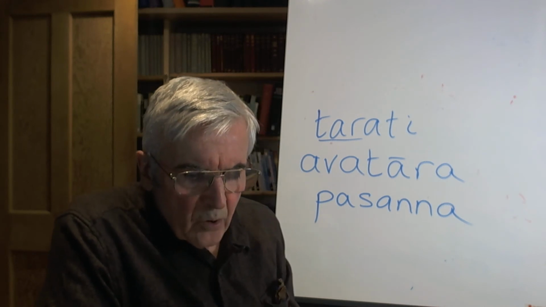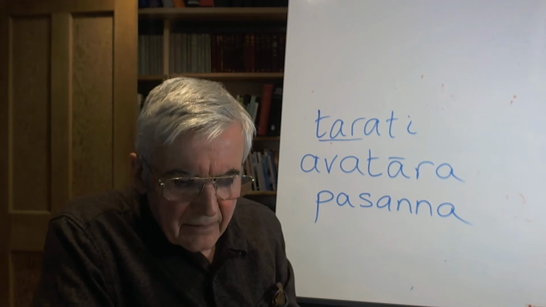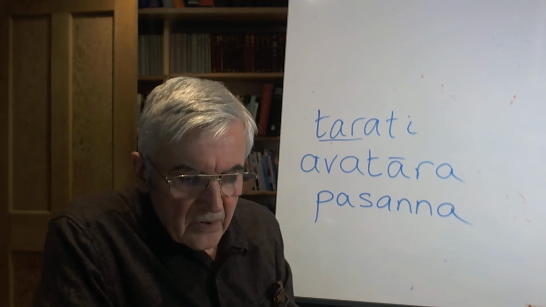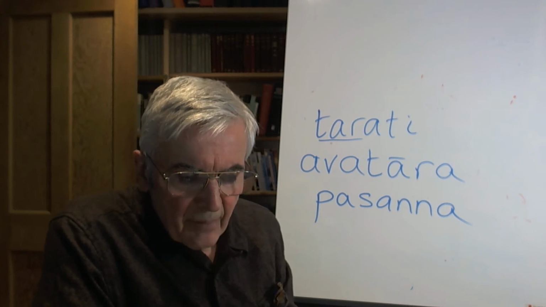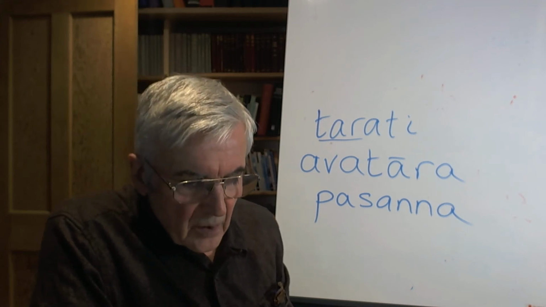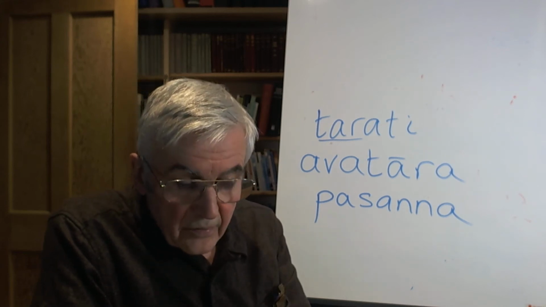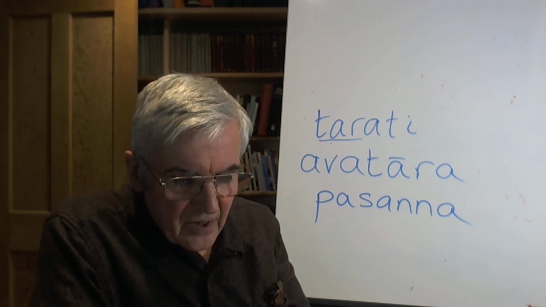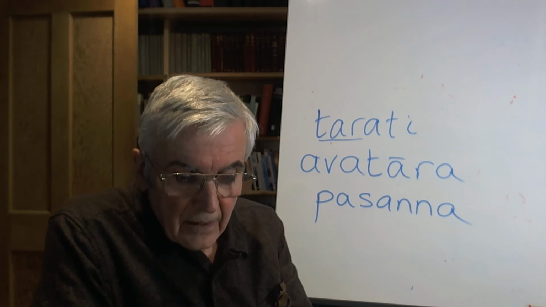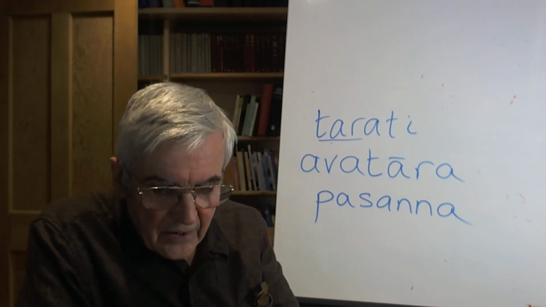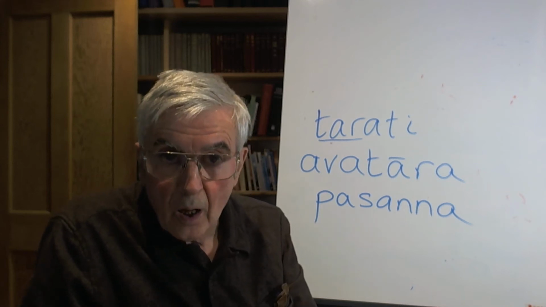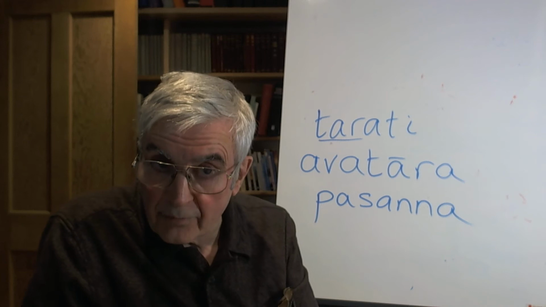Number 11. Siho pasarnasmim tittati makkata rukhesu charanti. So Siho, the lion, tittati, stands, pasarnasmim, on the rock. Makkata rukhesu charanti. Makkata, the monkeys, charanti, move around. Rukhesu, in the trees, locative plural of rukka.